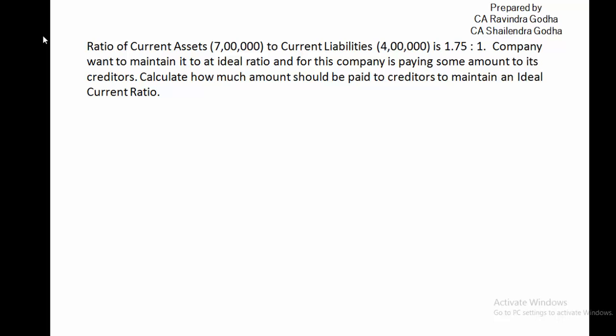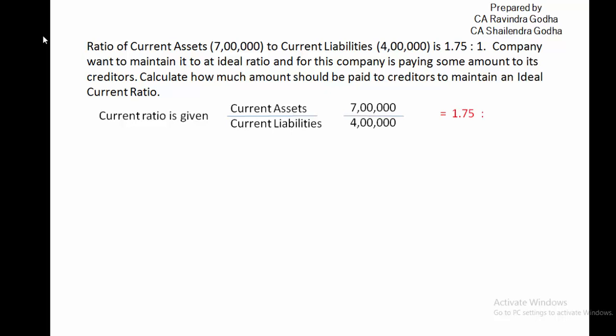Next question. In this question, current ratio is given but the company wants to improve its ratio. Question is, ratio of current assets 7 lakh to current liabilities 4 lakh is 1.75:1. Company wants to maintain it at an ideal ratio, and for this the company is paying some amount to its creditors. Calculate how much amount should be paid to creditors to maintain an ideal current ratio. Current ratio is given, current assets divided by current liabilities, 7 lakh divided by 4 lakh is equal to 1.75:1.